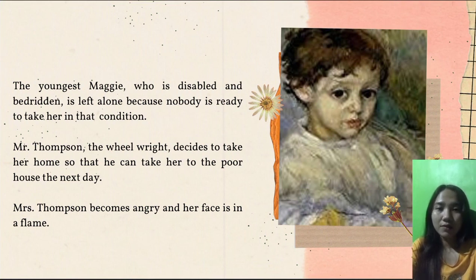Mrs. Thompson becomes angry and her face is in a flame. When Mr. Thompson carries Maggie in his arms and reaches home, his wife bursts out at him for bringing that sick brat into her house. And Mr. Thompson begs her to tolerate Maggie for a single day. He asks her to look at her kindly and speak to her gently.